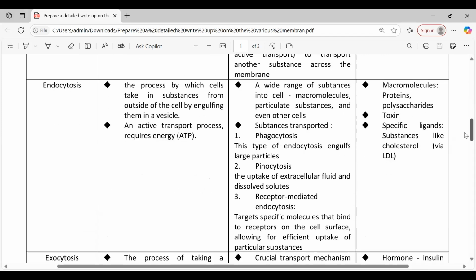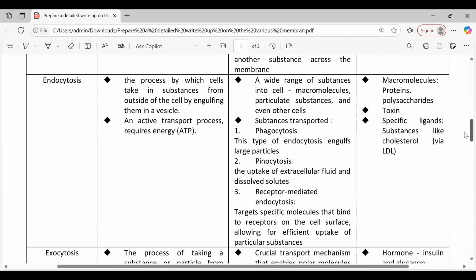Then we go to number 6, endocytosis. The description is a process by which cells take in substances from outside the cell by engulfing them in a vesicle. It is an active transport process and requires energy, which is ATP. A wide range of substances enter the cell: macromolecules, particles, fluids, and other cells.